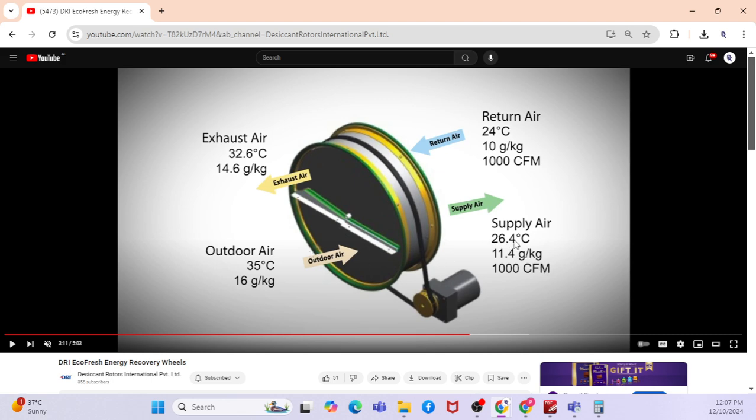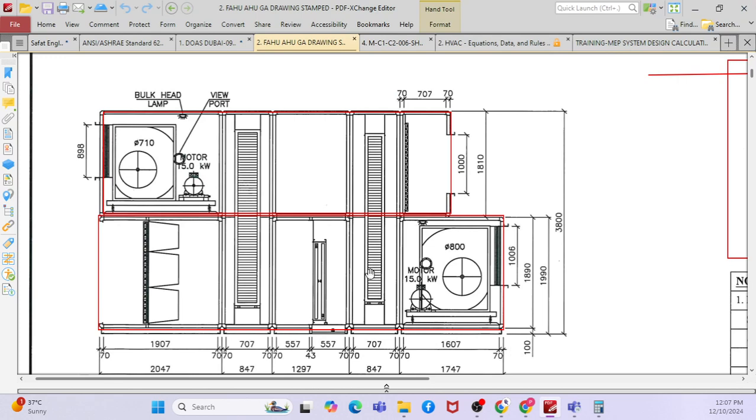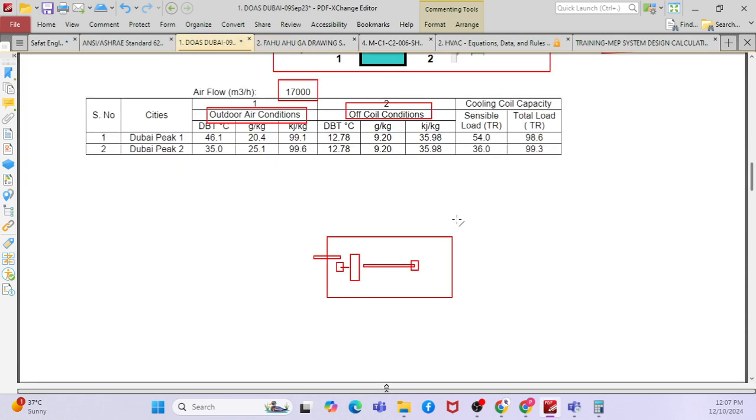But whatever is required for the space temperature, we are going to reduce the temperature. Why are you reducing the temperature? So that you are able to reduce the cooling coil load. Okay, one moment. Can you just go to the picture?